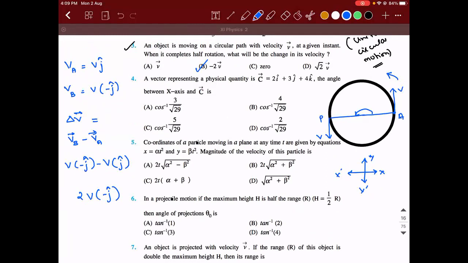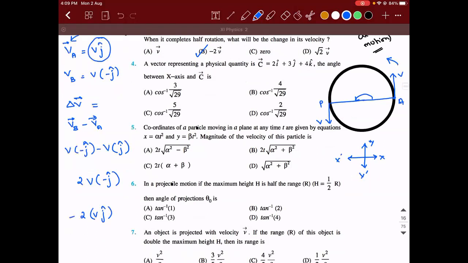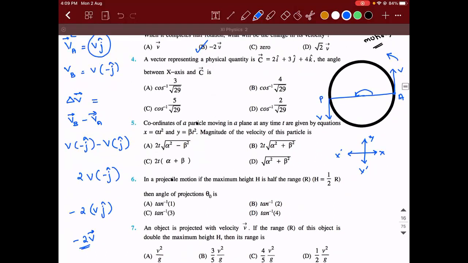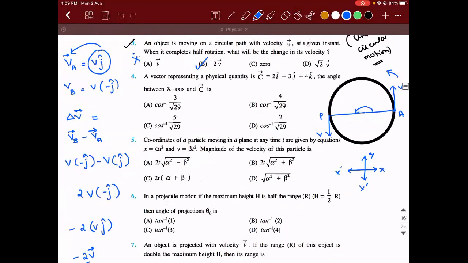Okay, you know why it is B? Because it is minus 2 times v j cap. So v and j cap collectively can be called as v vector. That is why it is minus 2 into v vector. I hope you guys understood this concept. It's a good problem actually. Though it's a simple one, but a good one. I hope it is clear, guys.